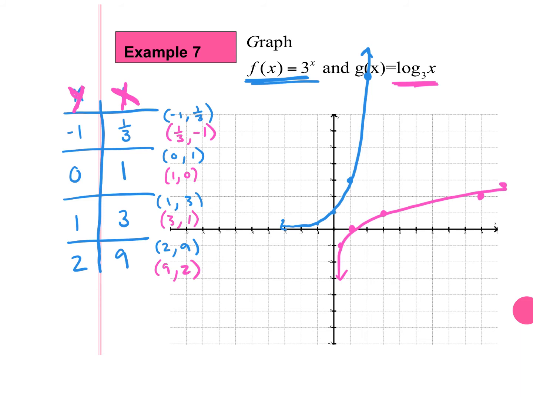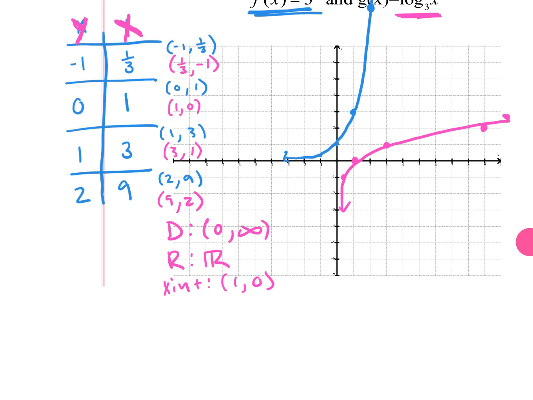So in my pink graph now, my log graph, what's my domain? 0 to infinity. What's my range? All real numbers. What is my x-intercept? (1, 0). What's my y-intercept? None. I don't have any, so none. What's my vertical asymptote? x equals 0. What's my horizontal asymptote? There is none.